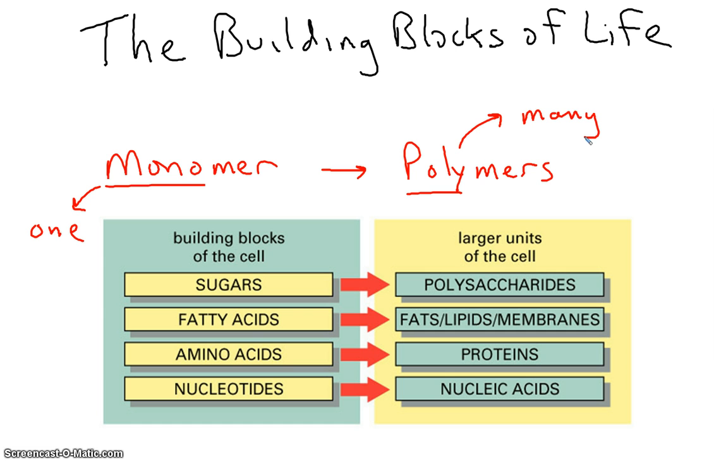So if you look at the diagram here, so building blocks of the cells, we've got sugars or carbohydrates, and when we link those together, we get polysaccharides. We have fatty acids, which can be linked together to give us fats and lipids. We have amino acids, that's the monomers that can be linked together to make proteins, and then we've got nucleotides that are the monomer that can be linked together to make nucleic acids.